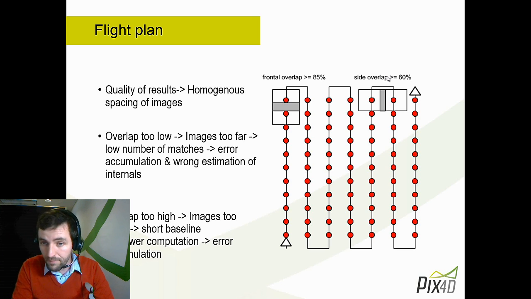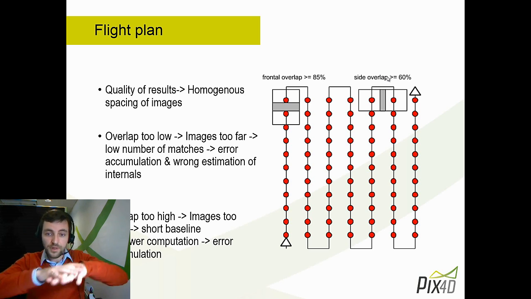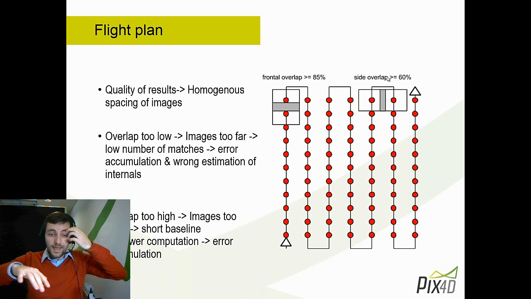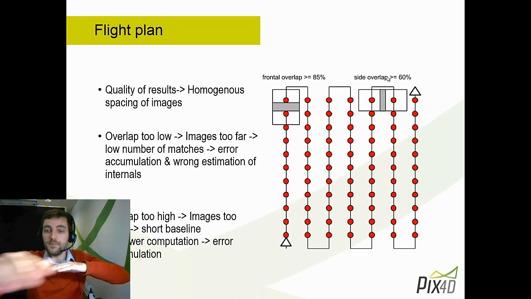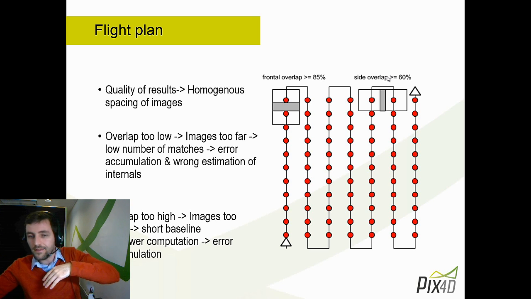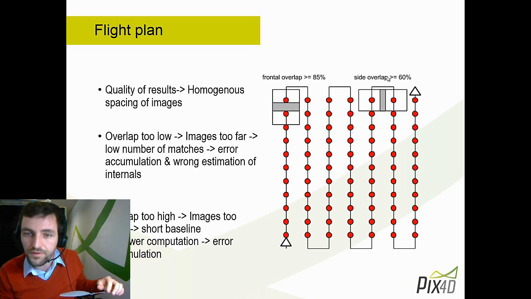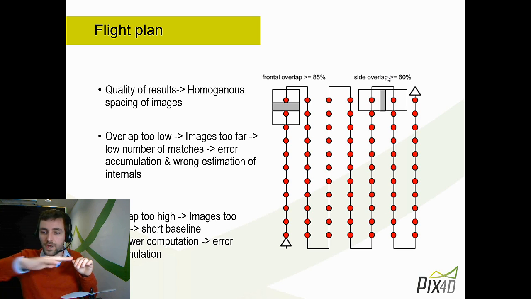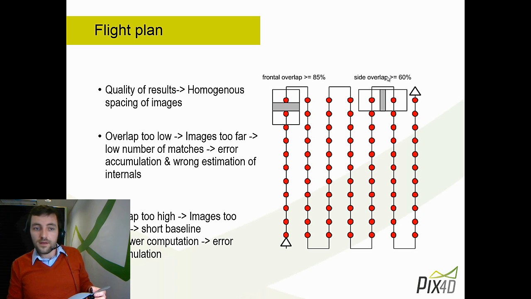Basically, for mapping, a good flight plan is a flight plan with a lot of overlap, a lot of redundancy between the images, and a very nice spacing of these images. So if you have tons of images in one spot and nothing in the other area, it's not very useful. You need to have it really spread across the whole scene you're going to map. This is essential, really essential.